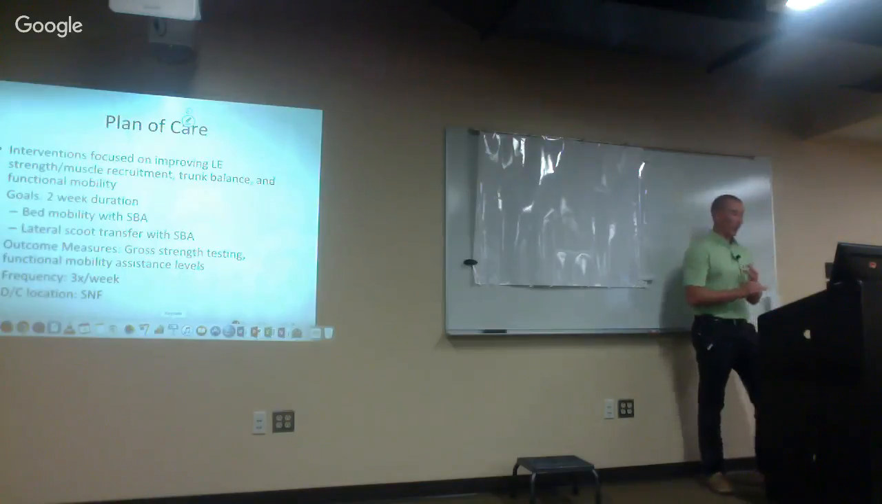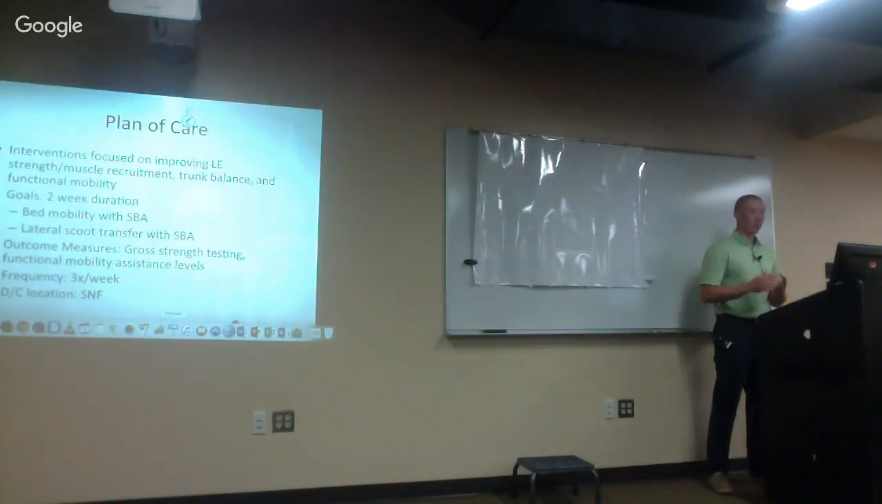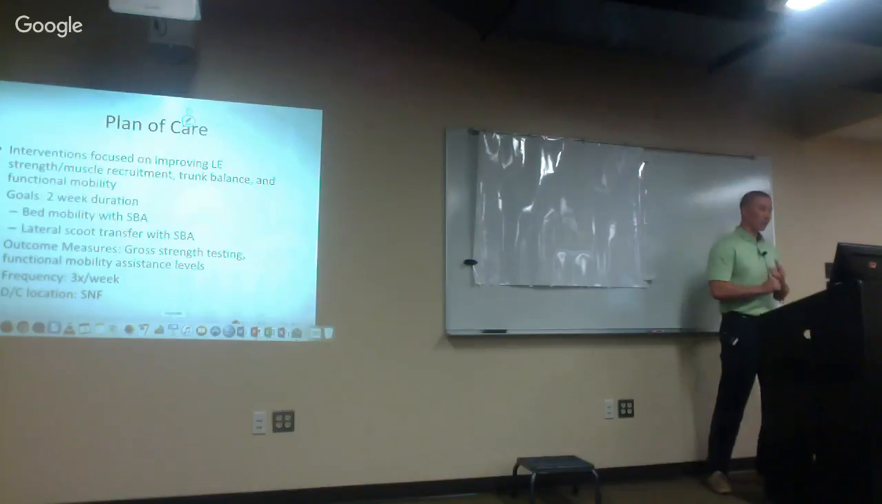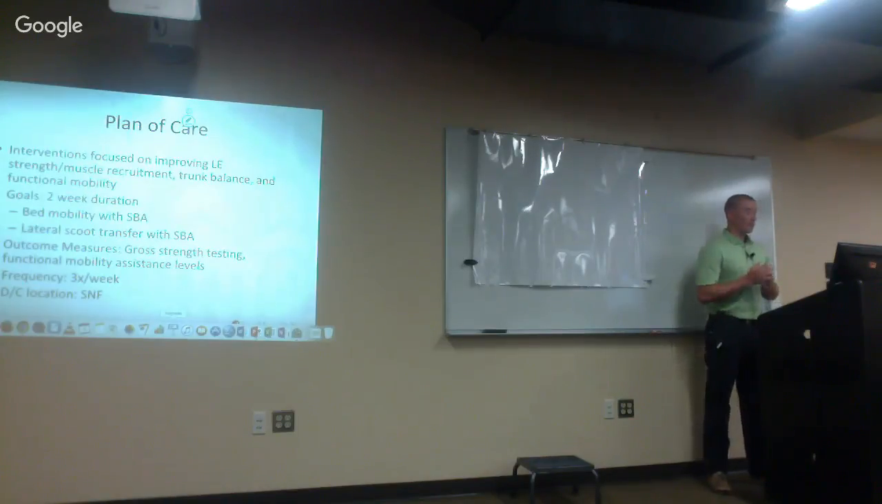Given all that, for the plan of care and interventions, we were trying to focus on lower extremity strength, getting some muscle recruitment and muscle activity going, and working on trunk balance and her functional mobility. We thought she was going to be there around 2 weeks. She ended up being there about a week and a half. We set 2 goals for her: bed mobility with standby assist, and lateral scoop transfers with standby assist. We didn't use a formal outcome measure, I'll get to that later. But we used the gross strength testing from the exam and the functional mobility assistance levels.